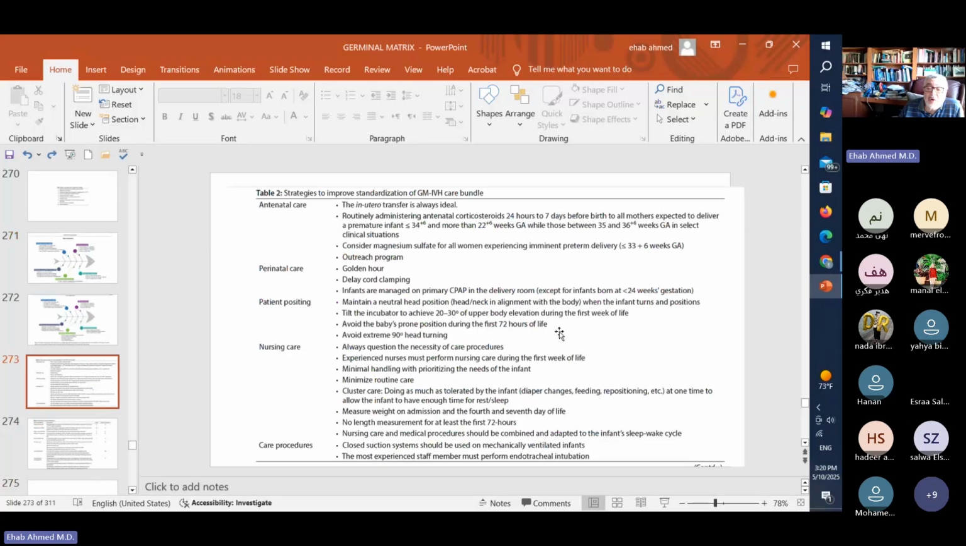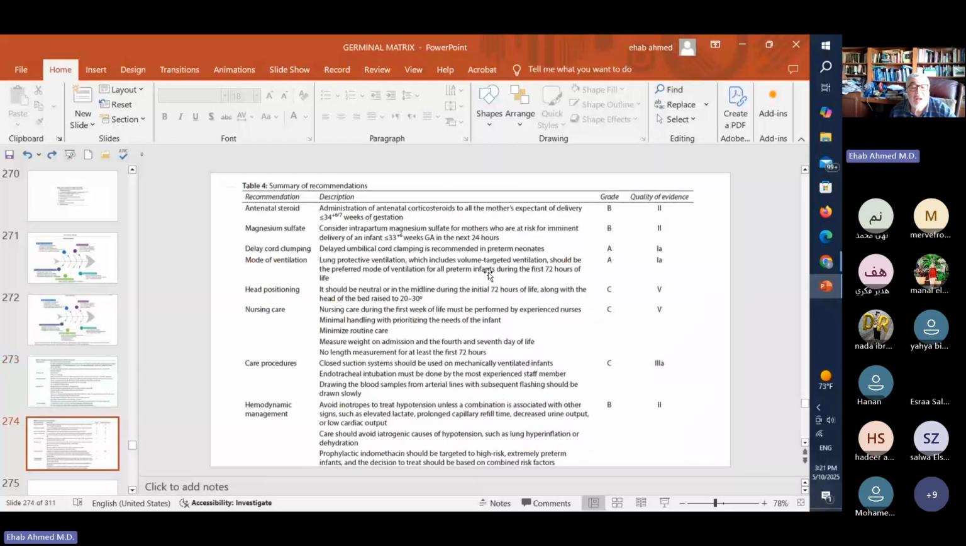If there is a lot of noise, it causes hemodynamic instability and will interfere with blood pressure and with cerebral blood flow. Okay. And care procedures: minimize procedures as much as you can, minimize labs as much as you can, give the baby time to rest. These are a summary of recommendations, and these are important issues.